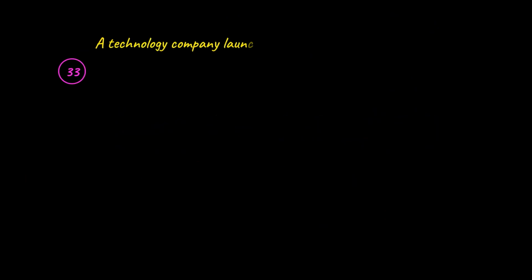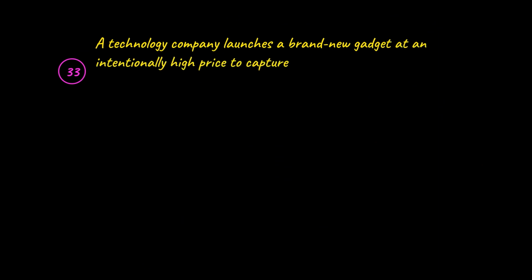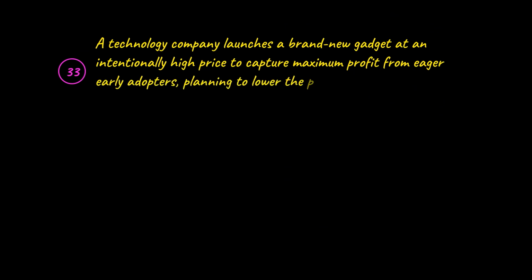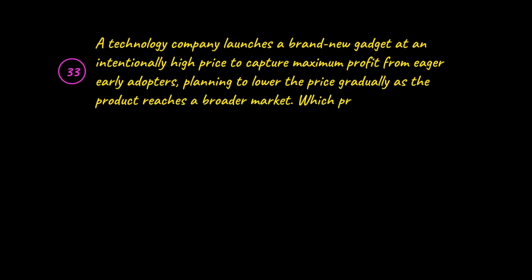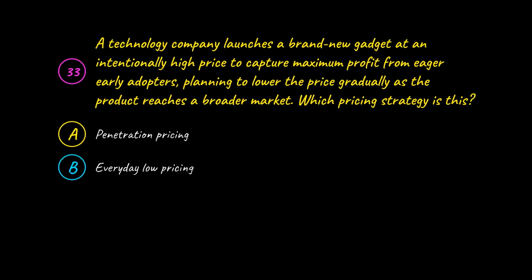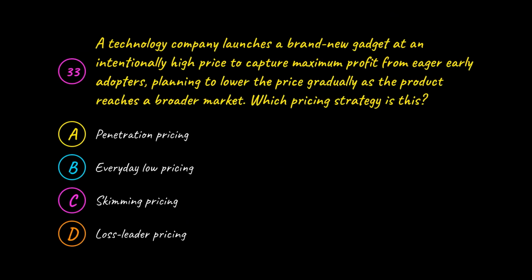Question 33. A technology company launches a brand new gadget at an intentionally high price to capture maximum profit from eager early adopters, planning to lower the price gradually as the product reaches a broader market. Which pricing strategy is this? Your options are A. Penetration pricing, B. Everyday low pricing, C. Skimming pricing, D. Loss leader pricing. Which one is it? Pause the video if you need more time.